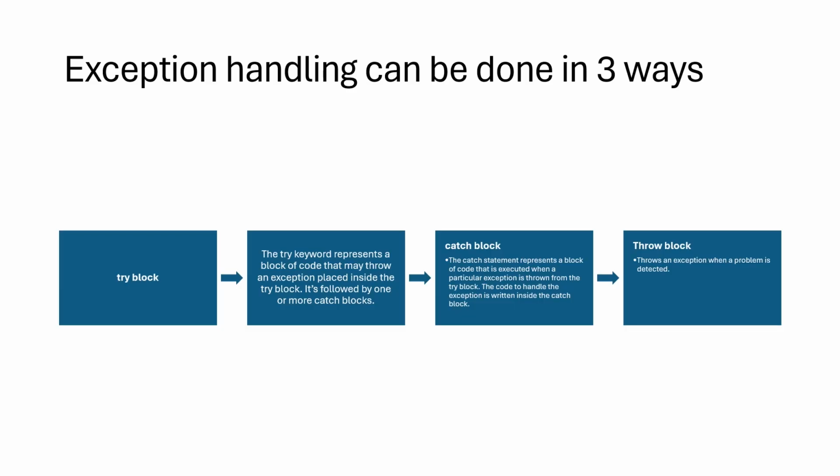The try keyword represents a block of code that may throw an exception, placed inside the code. So in the try block, there will be a set of statements, a set of code that is handling the errors. So what are the statements in the try block? It will contain the errors, and one statement will throw the exception.